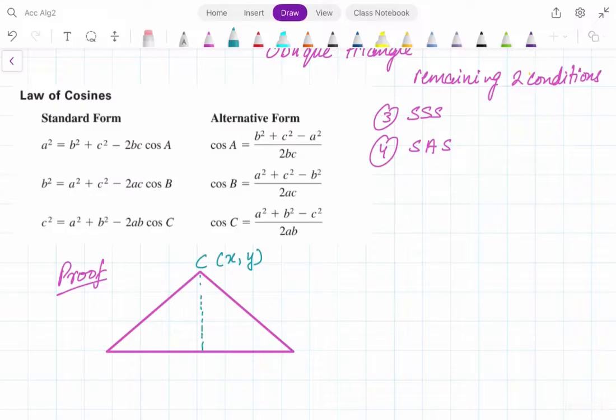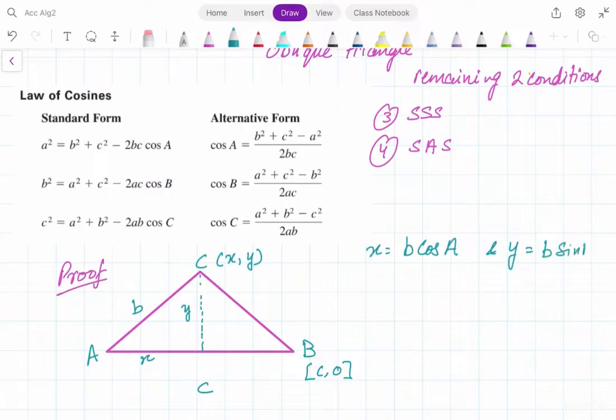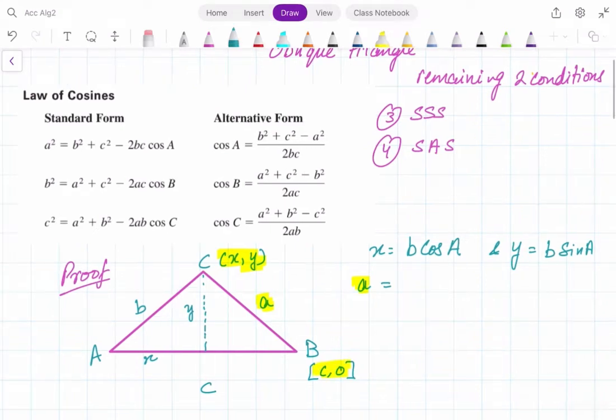So we have a triangle A, B, and C, and let's define the coordinates. The altitude is written as y, and one side, the left triangle, has the base of x. These are labeled like this, and B has the coordinate of c comma 0. To start with, x is nothing but b times cos A, because we are using SOHCAHTOA for the left triangle, and y is b sine A.